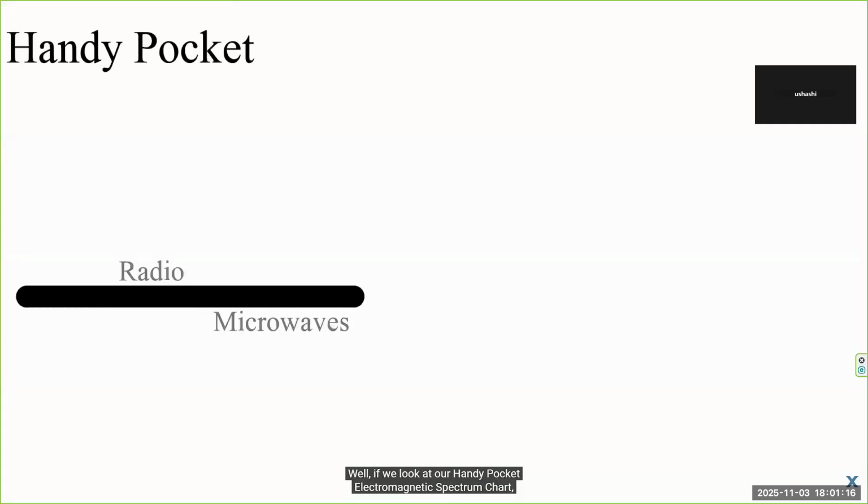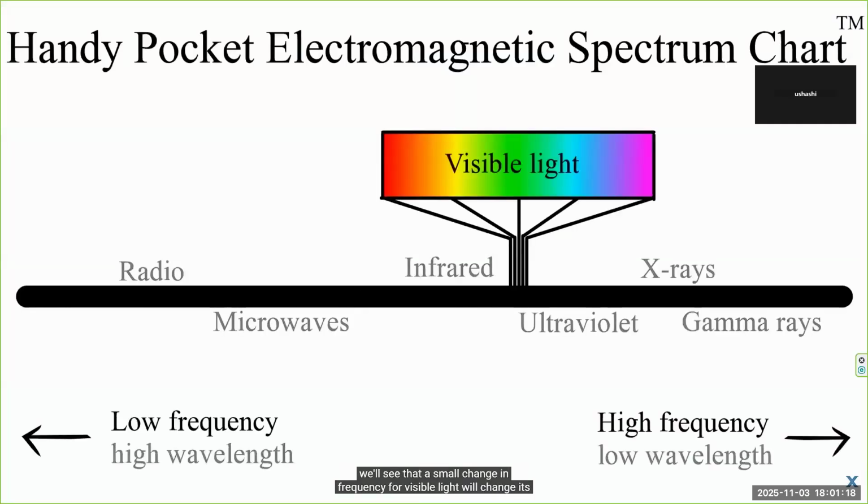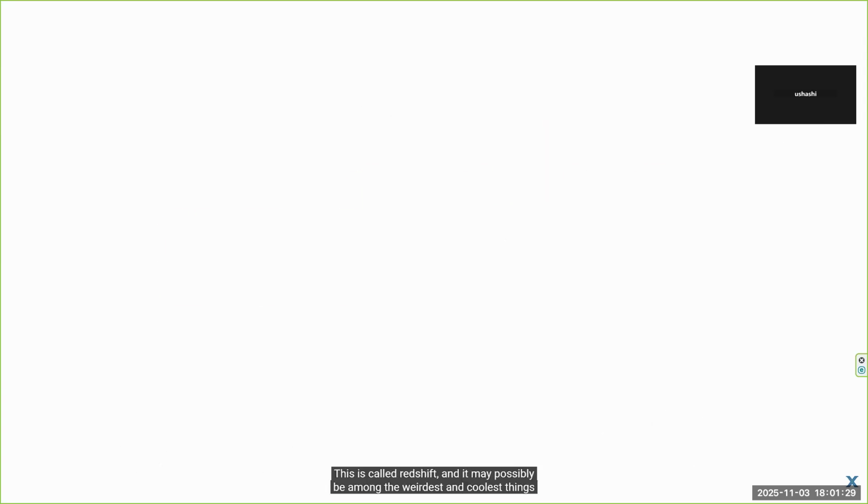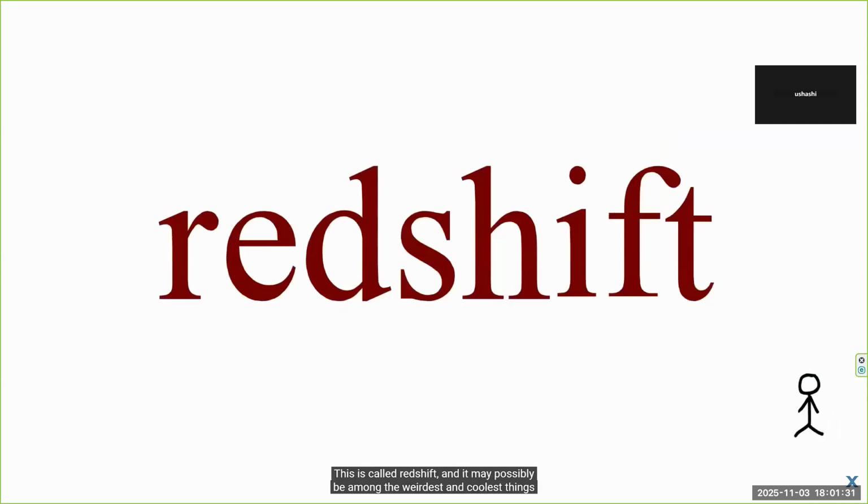Well, if we look at our handy pocket electromagnetic spectrum chart, we'll see that a small change in frequency of visible light will change its color. Higher frequency light waves mean bluer light, and lower frequency light waves mean redder light. This is called redshift, and it may possibly be among the weirdest and coolest things of all time. Stars, or anything that you can see, change color depending on their relative motion to you.